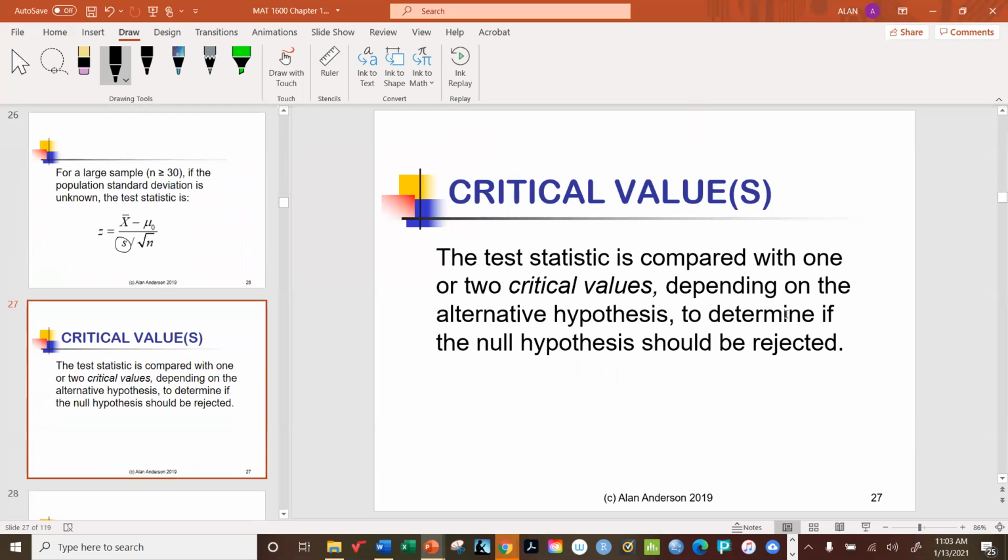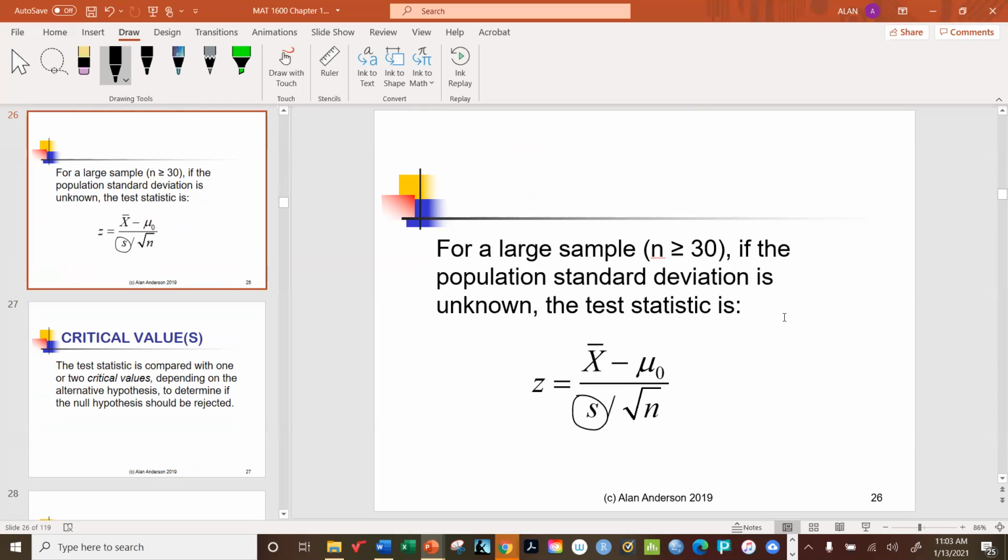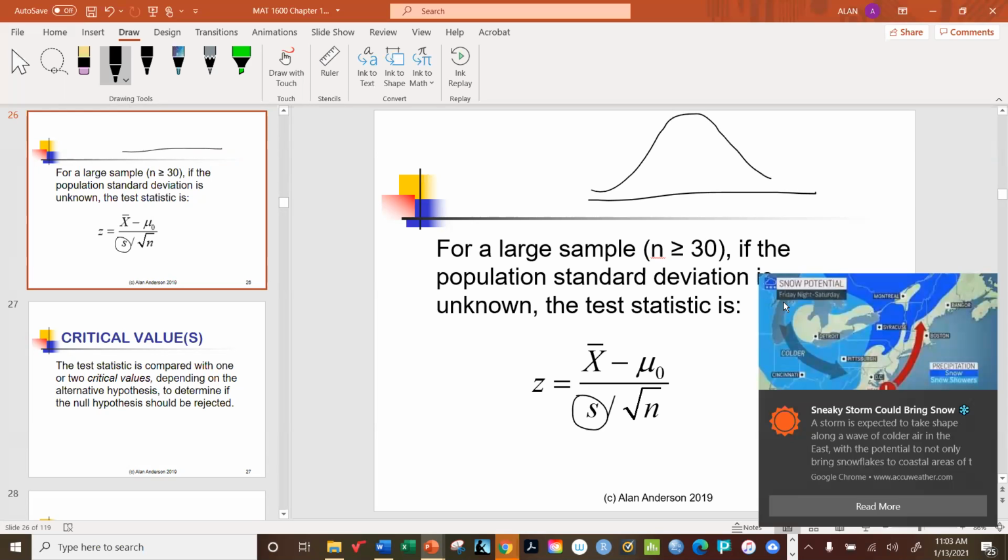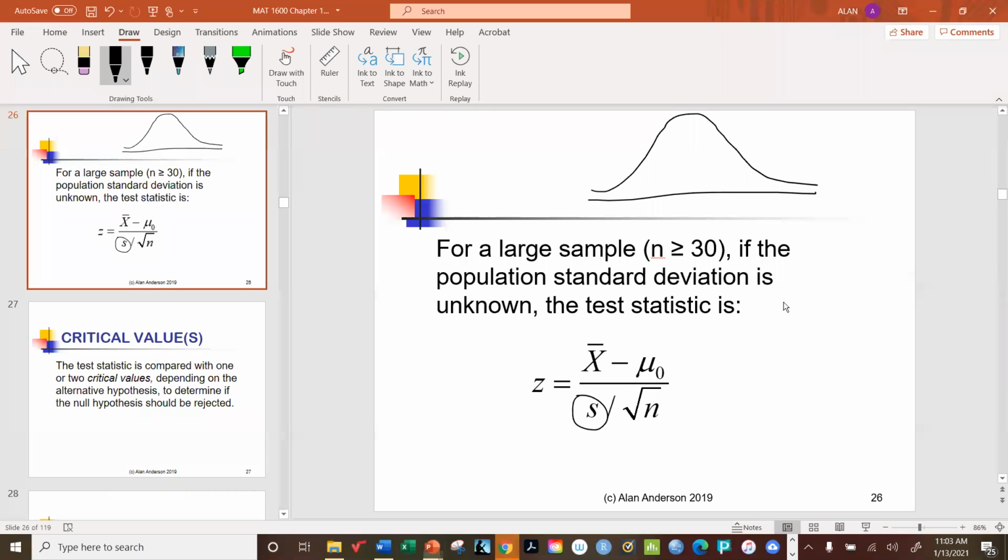All right, now, once we have our test statistic, let's say this turns out to be 2. The question is this: what does this tell us? Does this mean that we should reject the null or not? We have to have something to compare this with before we make our decision. In other words, is this too far away from the mean?